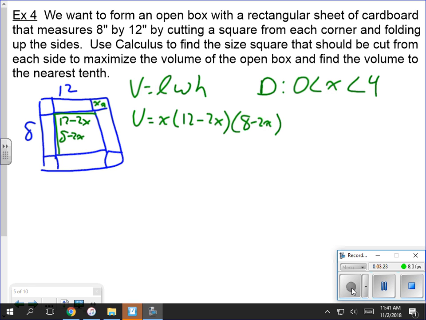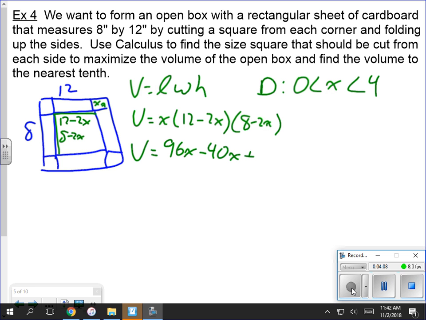You want to get your favorite calculator for this. Now, before I take the derivative, you want to multiply that out. So I get 12 times 8 is 96, so I get 96x. And then I have 16 plus 24, that's 40, right? 2 times 8, 2 times 12. Minus 40x squared.